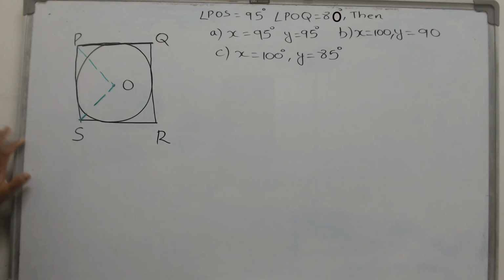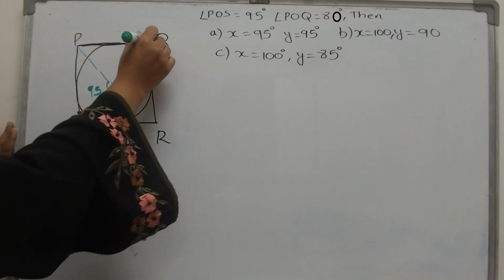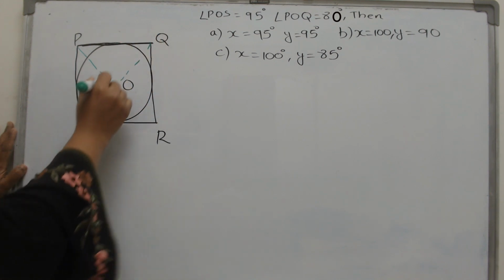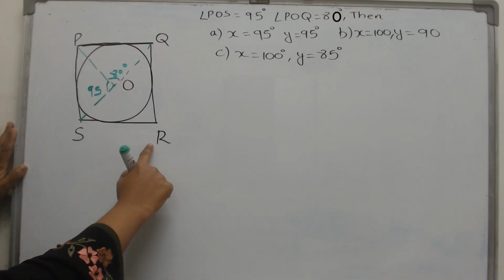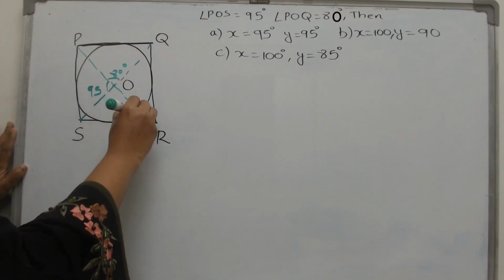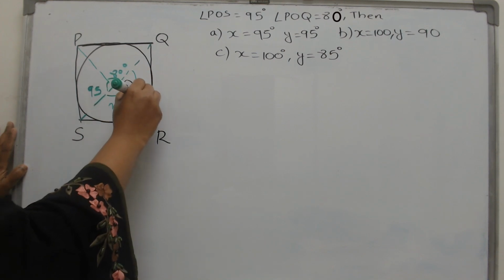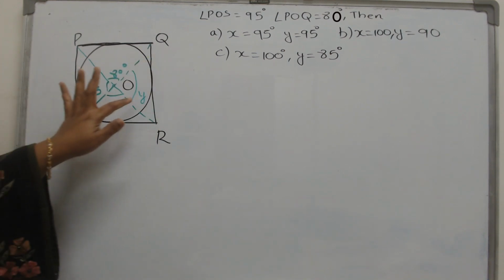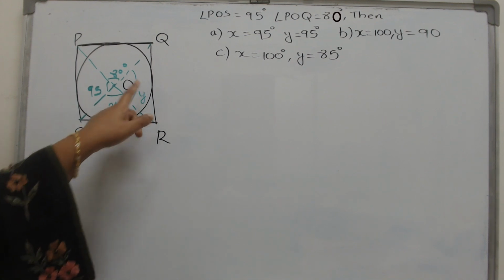And what are the measures? The angle that PS makes is 95 degrees, and the angle that PQ makes is 80 degrees. Now the other two sides, SR and QR, also make angles at the center. The problem is we don't know what they are. Let us name them X and Y, and what we have to find is the values for X and Y.